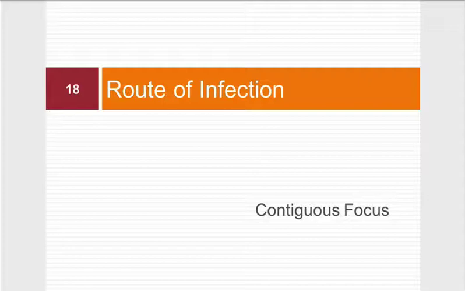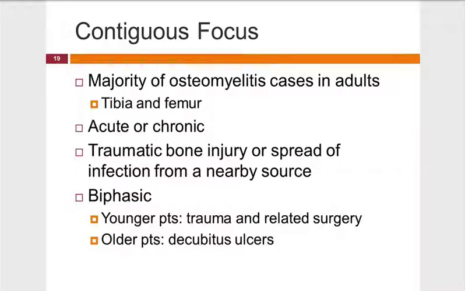Now, contiguous focus, you want to look at it almost like two separate entities. Yes, it could be acute, and yes, it could be chronic. Basically, you're directly introducing the organism right into the bone. In young adults, it tends to be a result of trauma or surgery. Let's say a car accident, and the door goes right through the foot, and there you go, you get your osteo. In elderly patients, it tends to be first a cellulitis or pressure ulcer, and then a subsequent introduction of the organism to the bone.